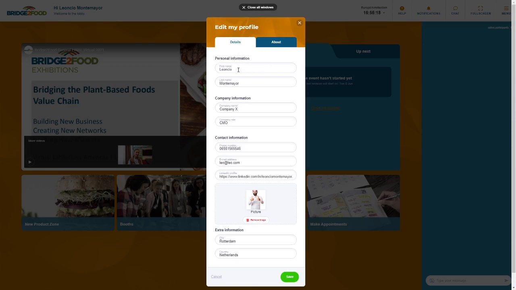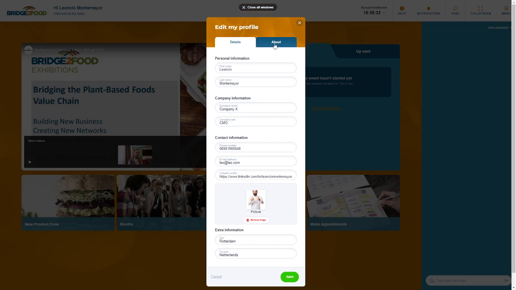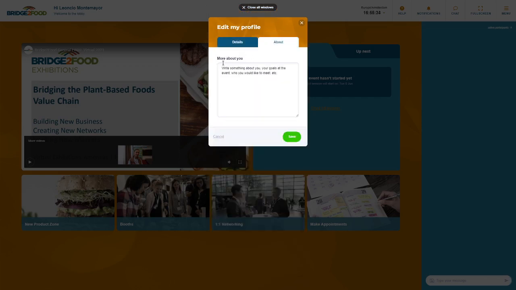and then you can change personal information, you know, company information, some contact information. I would suggest to always add your LinkedIn so people can add you quickly there. Adding a picture, of course, adds to the event if everybody has a picture, and some extra information, no? And at the same time, you can also use this About to write something about yourself, about your goals at the event, you know, who you would like to meet, why, etc.